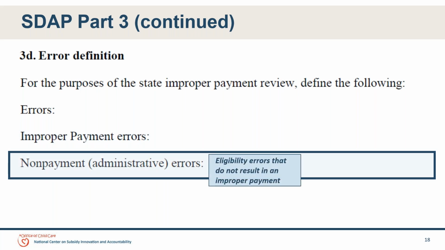And finally, you'll give a definition for non-payment or administrative errors, or eligibility errors that do not result in an improper payment. We use the term non-payment and administrative interchangeably. So just a heads up on that. I usually, especially when we're just getting started with these terms, use both of them together. But if you hear one or the other, they are the same thing.